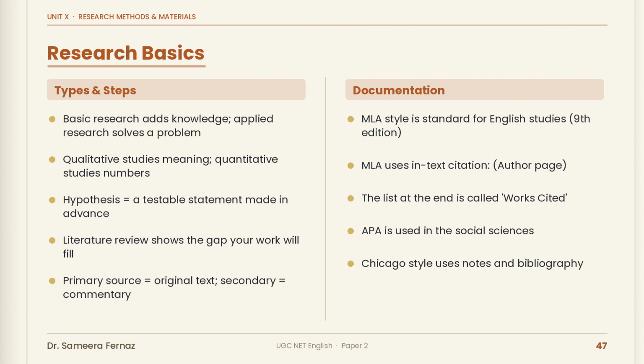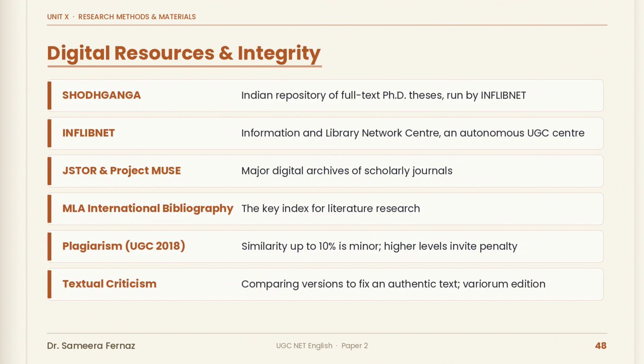For documentation, MLA style is the standard for English studies and it is now in its 9th edition. MLA uses in-text citation, giving the author and page number, and a list at the end called Works Cited. APA style is used in the social sciences and Chicago style uses notes and a bibliography. Now digital resources and academic integrity.